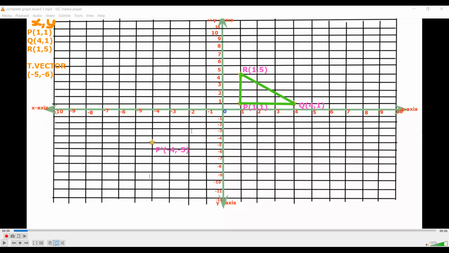Then the point Q. We are going to move point Q, because all three points are going to move by the same translation vector. So the point Q is also going to move 5 left and 6 down. So this is the point Q. We will move the point Q 5 to the left side here, and then down.